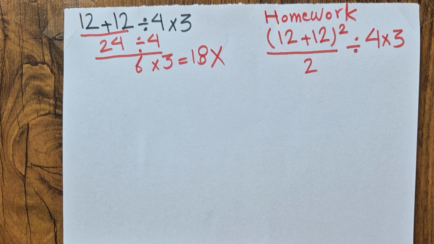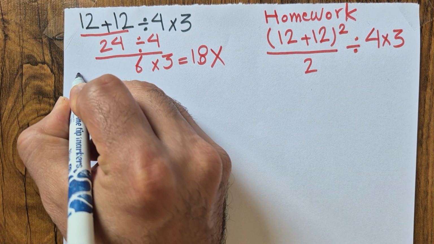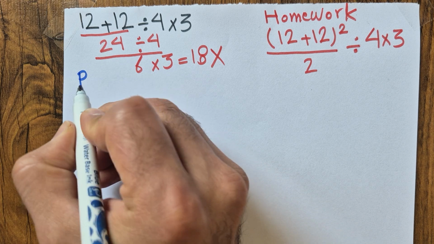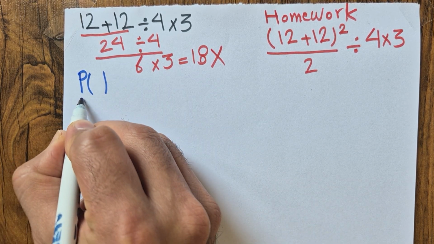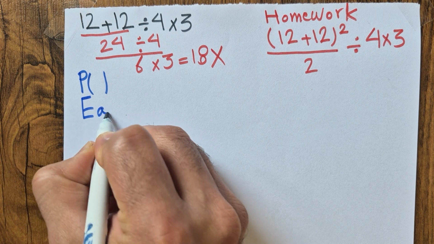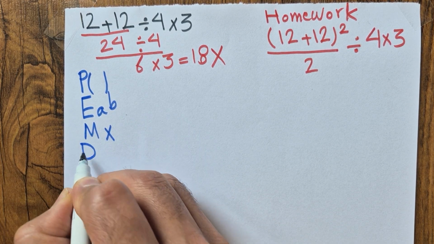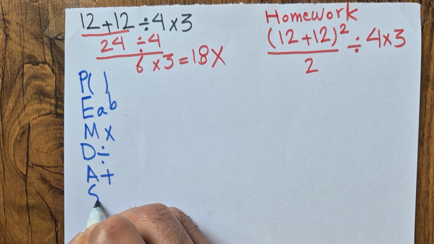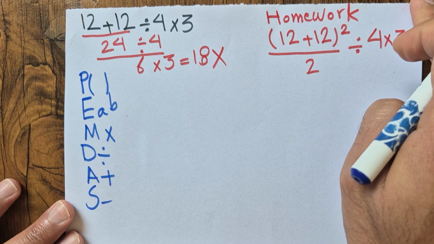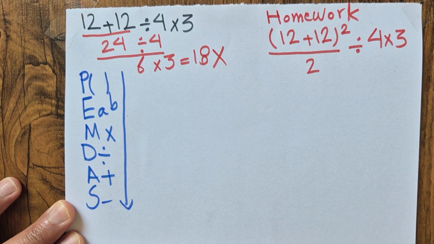It is called PEMDAS and it is an acronym. So let's see what PEMDAS stands for. P in PEMDAS stands for parentheses, E for exponents, M for multiplication, D for division, A for addition, and S for subtraction. And this gives us an arrow of priority.